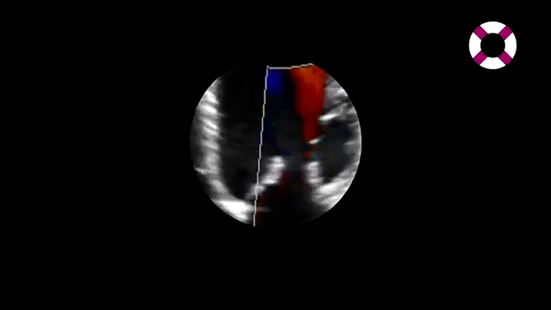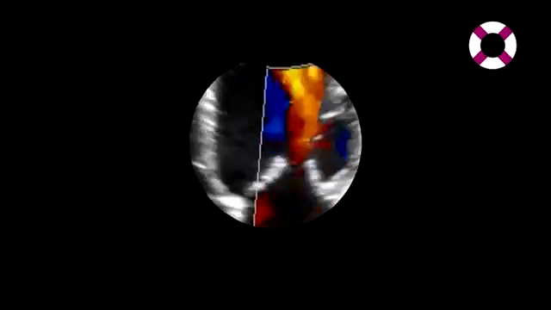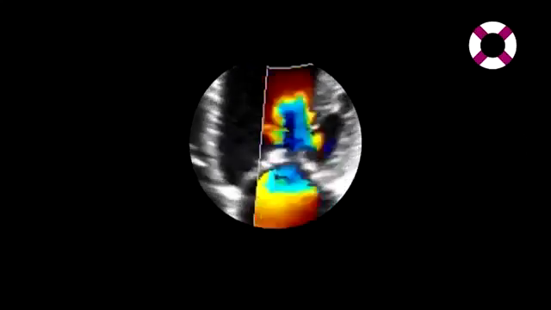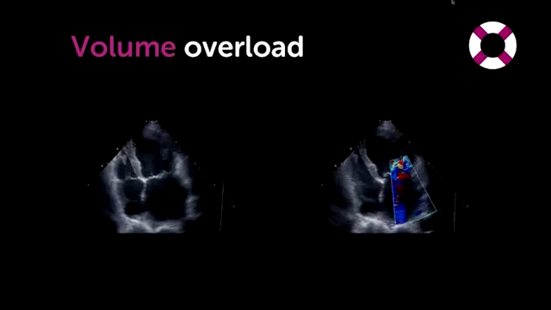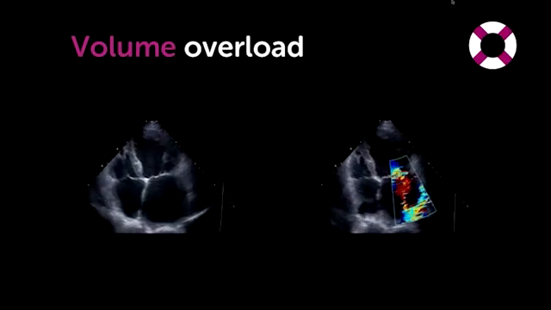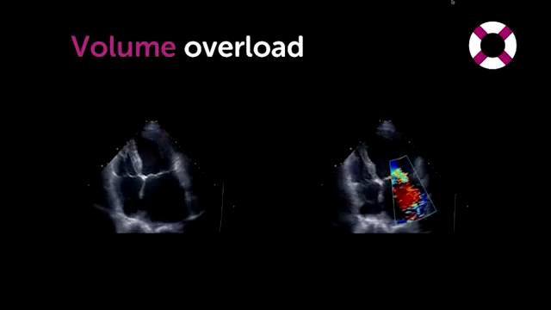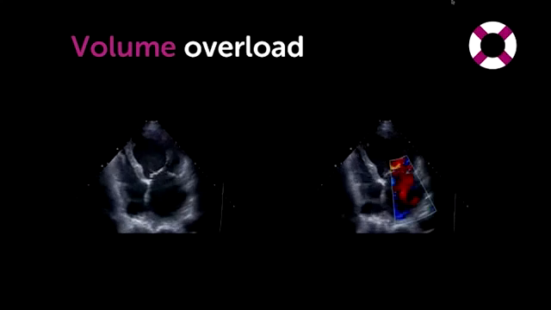I emphasized the importance of the proximal flow convergence zone, and that much of quantification should be based on the size of this flow convergence zone. Mitral regurgitation should be suspected if you have a dilated left ventricle with hyperdynamic function. We call this volume overload.